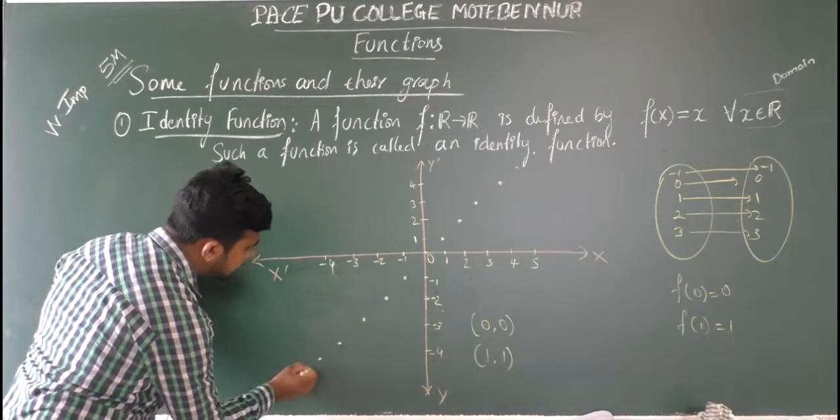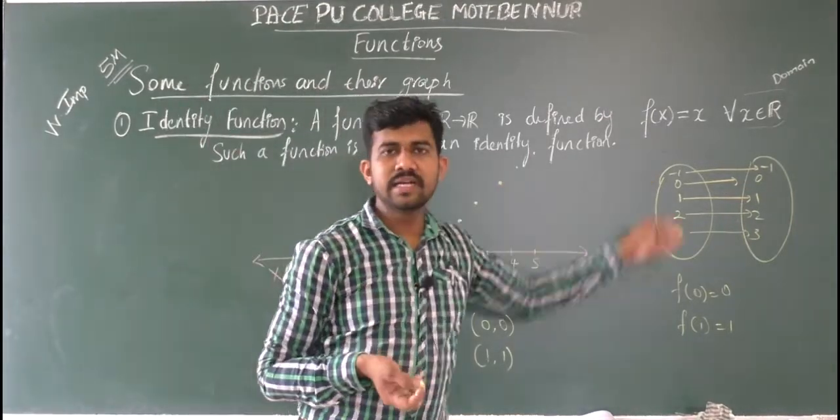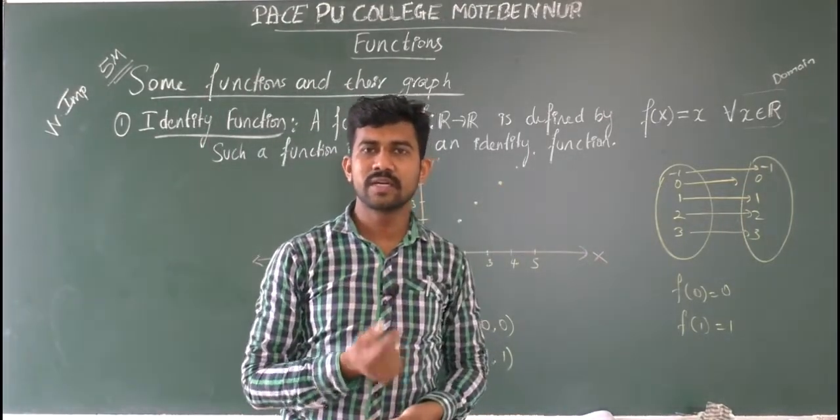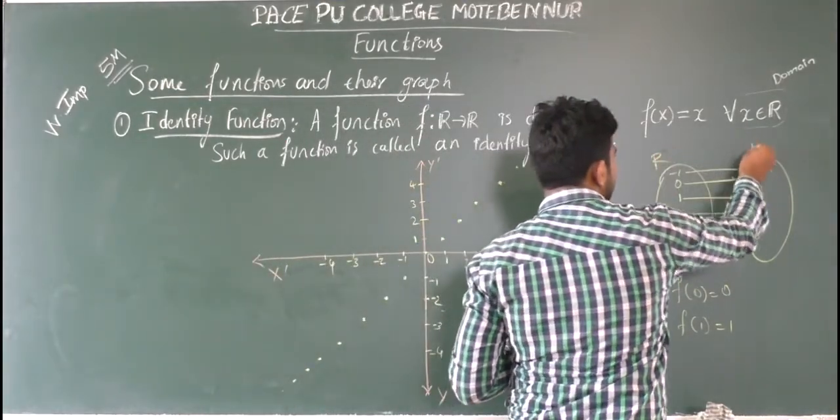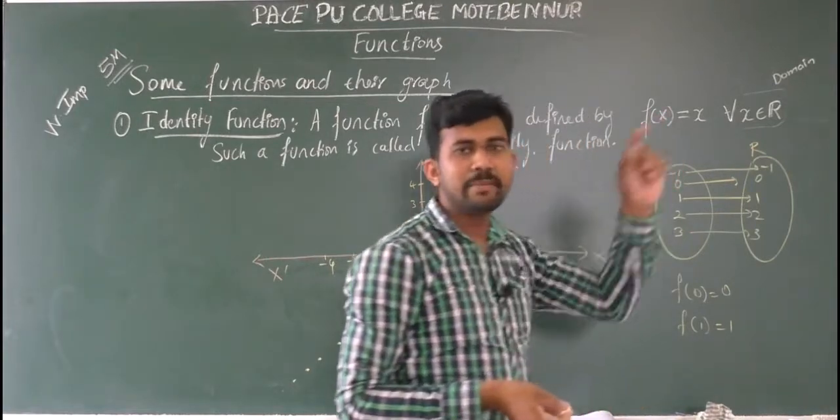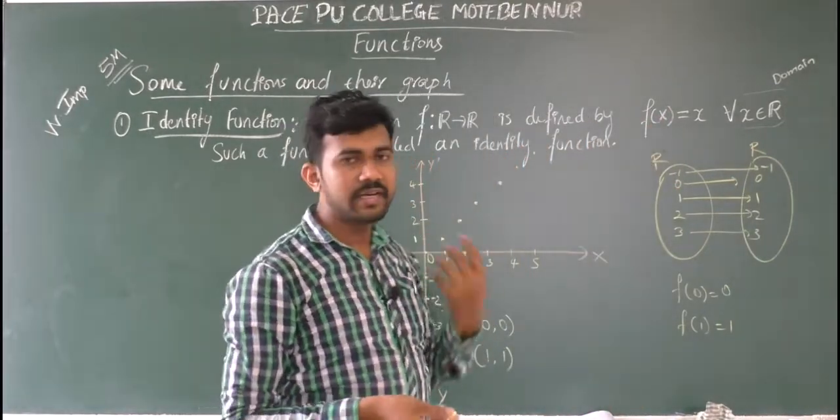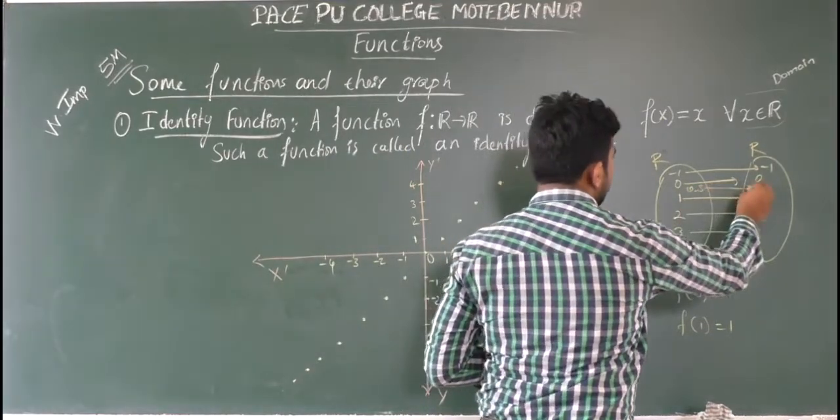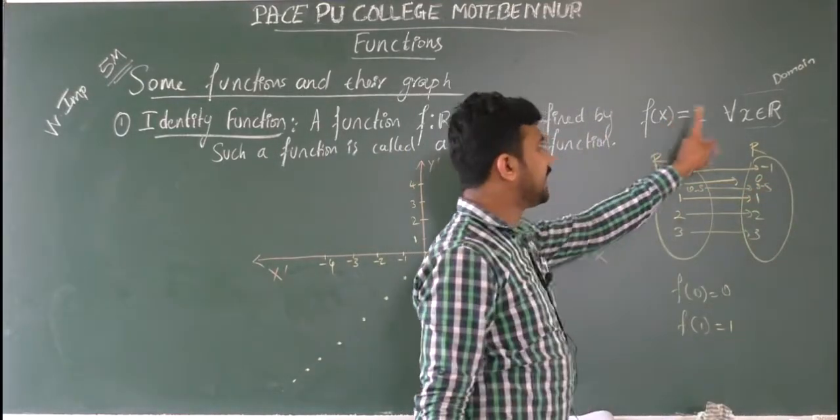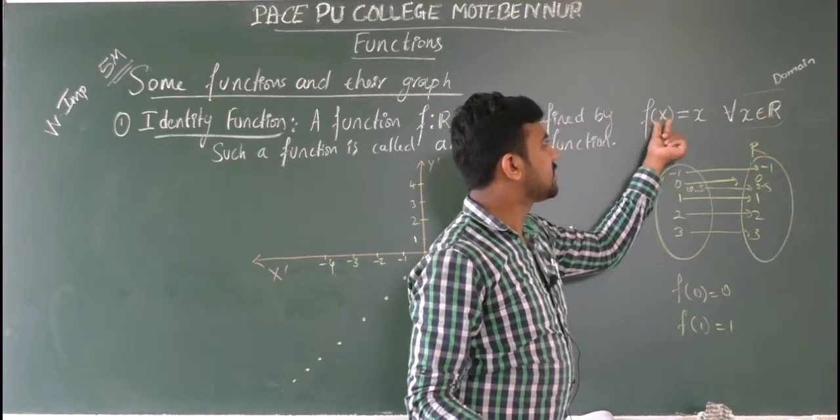ಸೊ ಖಾಲಿ ನಾನು ಇಂಟಿಜರ್ಸ್ ಮಾತ್ರ ತೊಗೊಳ್ಬೇಕಾ? ಅದರ ಇಮೇಜ್ ಮಾತ್ರ ನೋಡಬೇಕಾ? ಇಲ್ಲ, ಯಾಕಂದರೆ ಇದು ಯಾವ ನಂಬರ್? ರಿಯಲ್ ನಂಬರ್. This also real number. It contains infinitely many numbers. You can check for decimal number also. 0.5 if you consider its image is what? 0.5. If you consider any element of real number, its image is itself.